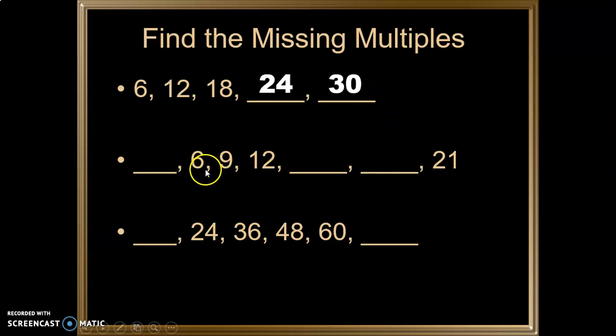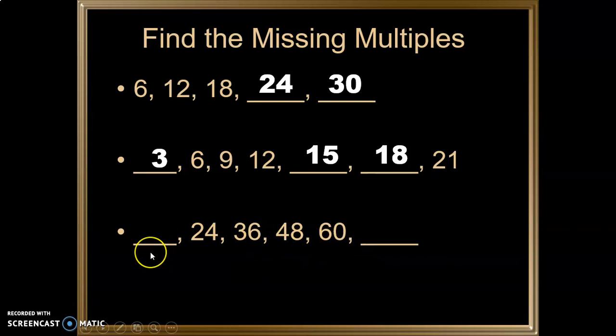So how about this one? We have here 6, 9, 12, and 21. So if you think we have these numbers, what is the first number here? Very good. It's number 3. So we have here 3, 6, 9, 12. So what number is next to 12? 3 times 5 equals 15. Correct. Next after 15 is number 18. Correct. And 21.